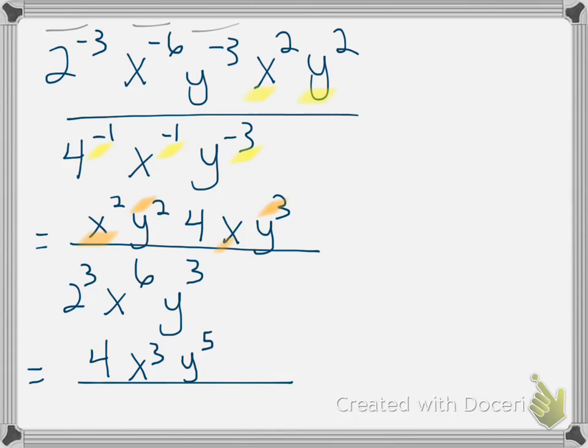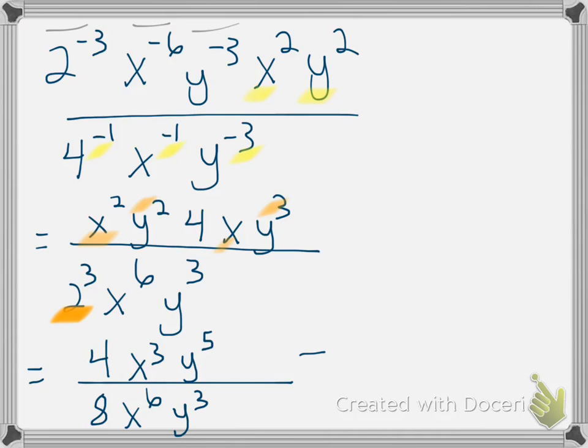I left the 4 just out front so we wouldn't forget it. The same idea for the bottom. Only on the bottom, the denominator here, there's nothing to combine. However, there is that 2 cubed. We do know that 2 cubed is 8. So then I have x to the 6th, y to the 3rd.